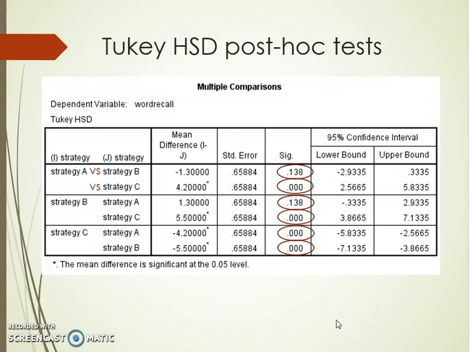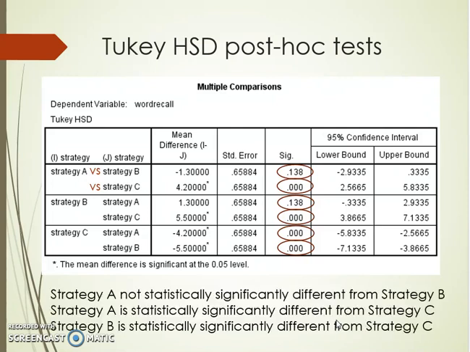All of that information leads us to the fact that we've got three different things going on. I can see that strategy A is not significantly different from strategy B. That very first line tells me that. Strategy A is statistically significantly different from strategy C. That second line tells me that. And then finally, strategy B is statistically significantly different from strategy C. I can see that here where I compare B to C, or I can see that here where I compare strategy C to strategy B. Okay, so that's painting the picture of where we are with this relationship.